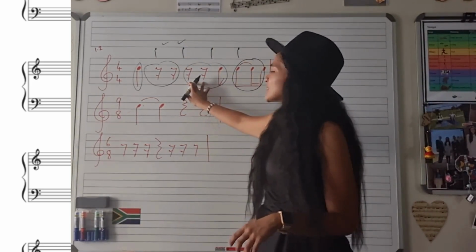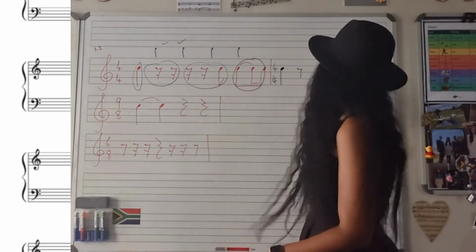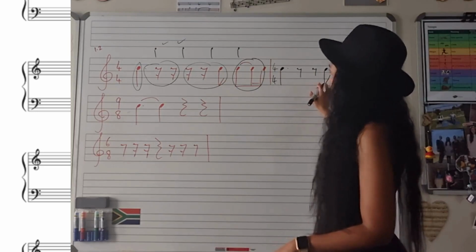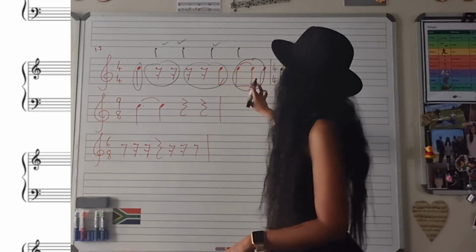Here again, no reason why there should be 2 semiquaver rests. It can just be a quaver, and then I have my quaver note. That takes care of beat 3. So it's just beat 4.